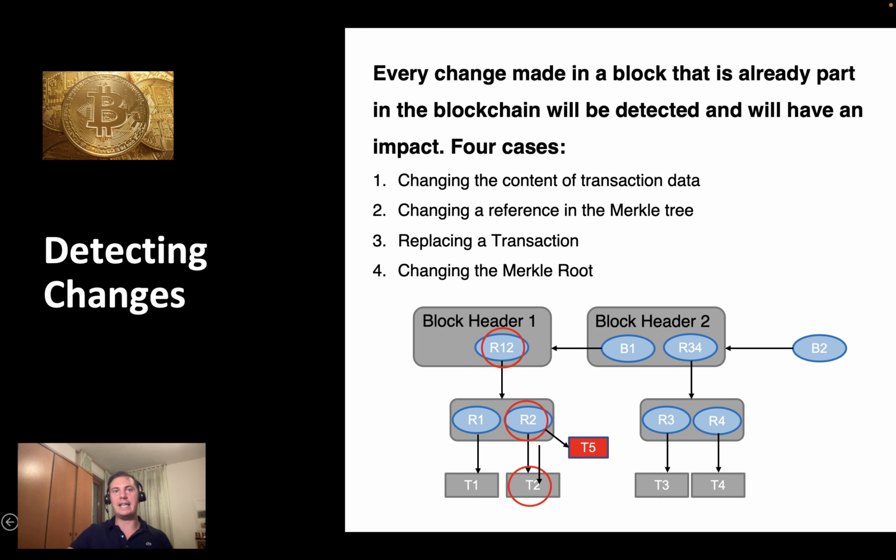Last but not least, in case we change the Merkle root, for example R12, the connection between the blocks will be compromised because the hash reference of the previous block will not be the same. And let's move on to the next example.